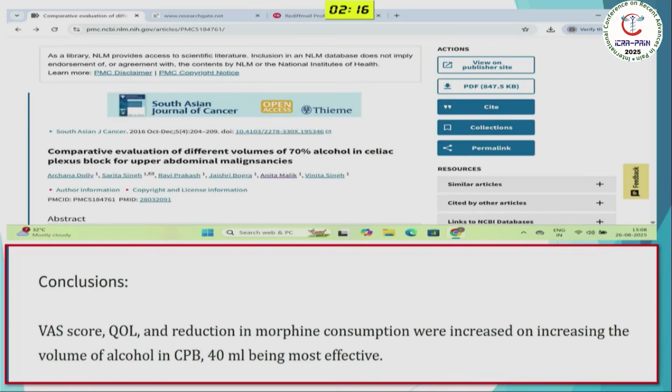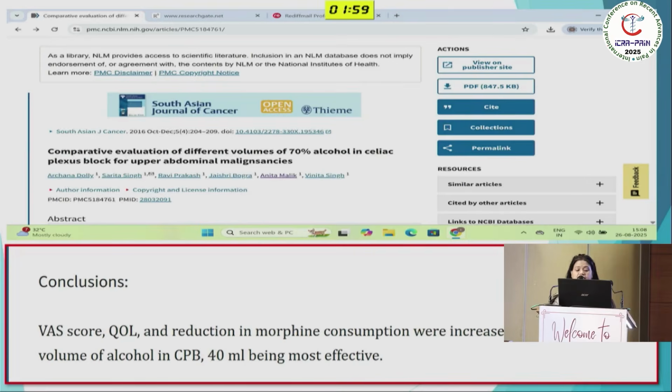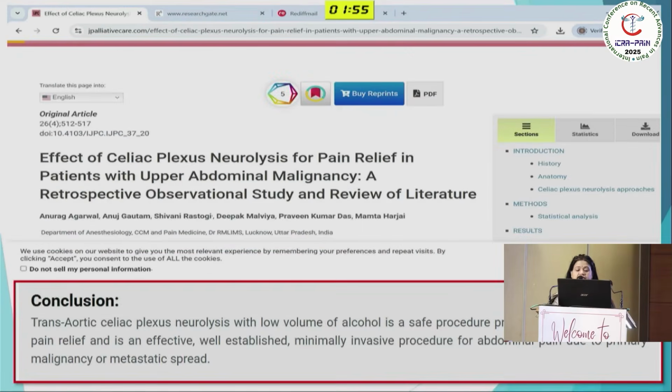There is a paper which I have published. We have done 30 patients in both groups, and I used multiple concentrations of this amount of alcohol. I saw that when I gave the greater amount of alcohol, the result was better as compared to the lesser amount of alcohol.